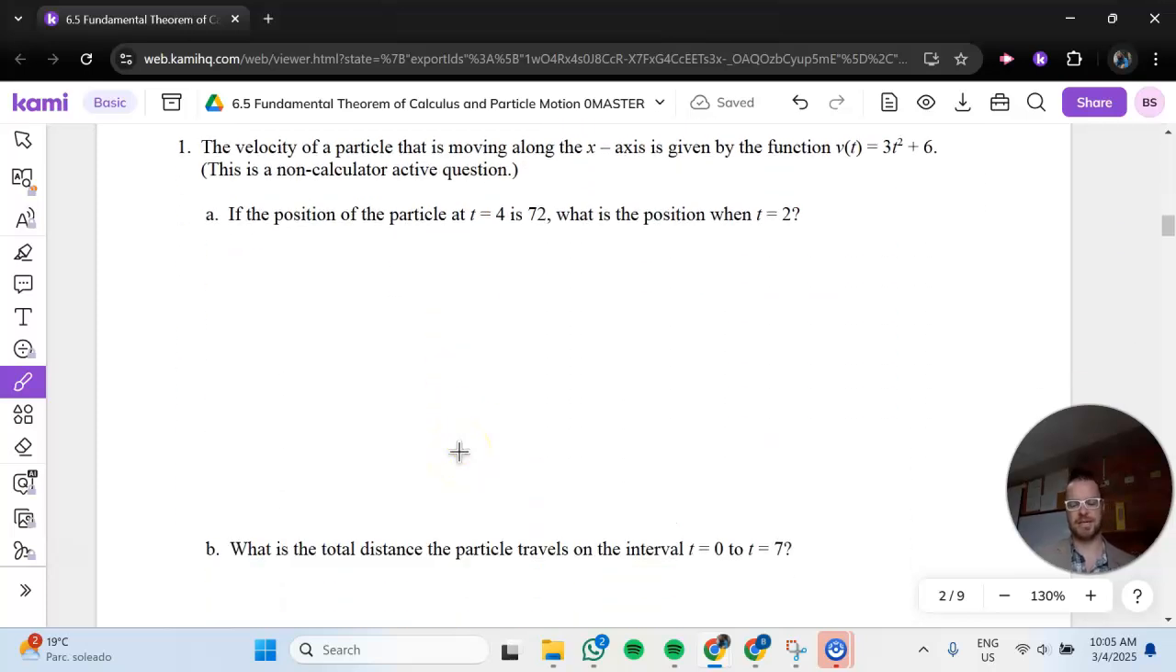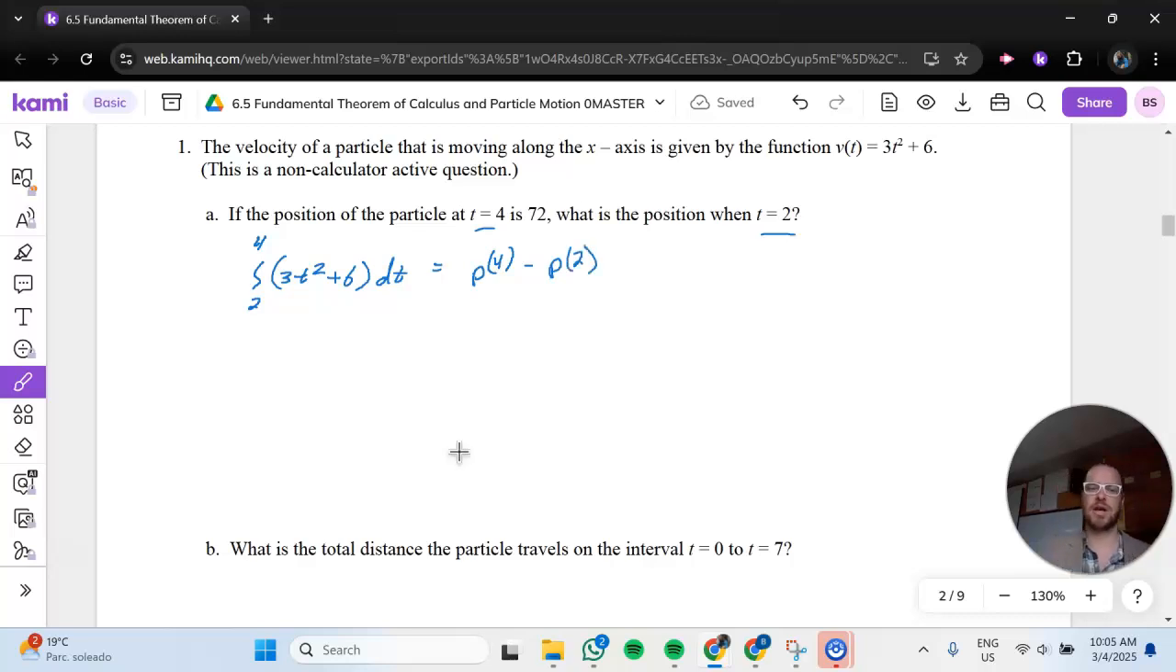All right, so let's take a look at some examples practically here. The velocity of a particle moving along the x-axis is given by the function v(t) equals 3t squared plus 6. We're going to try and do this without our calculator because we can. If the position of the particle at t equals 4 is 72, what is the position when t equals 2? Because we've got t equals 4 and t equals 2, that needs to be where we're doing our integral from. So we're going to integrate from 2 to 4 of v(t), which in our case, let's write it out, 3t squared plus 6 dt. And we know that this is going to be equal to our position at 4 minus our position at 2.